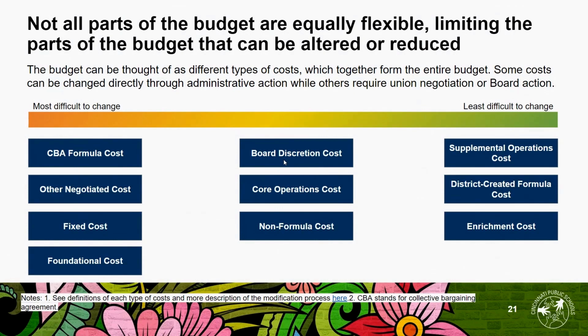If we go to the far right, we see that there are three costs on the green side of this spectrum, supplemental down to enrichment. Those are the easiest types of things to adjust because we have full district discretion over them. They're not negotiated. They're not something that is necessarily a board-approved item. So we could change those things rather quickly and easily. But let's remember, this is not an indication of how much we think these things should be changed or how painful it would be to change them. This is just an indication of the modification process itself. And then the three in the middle land between the two.